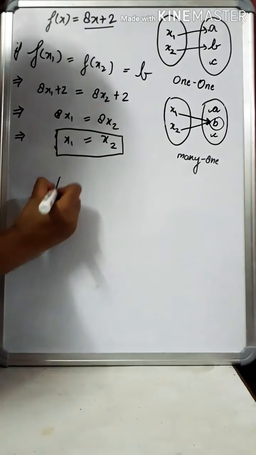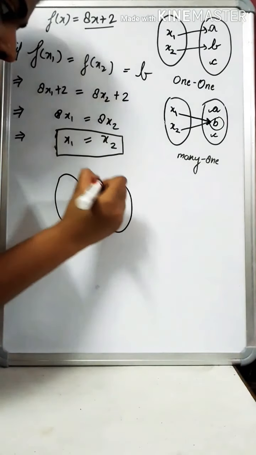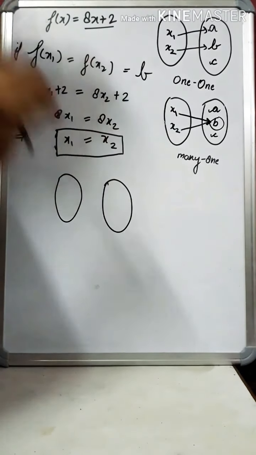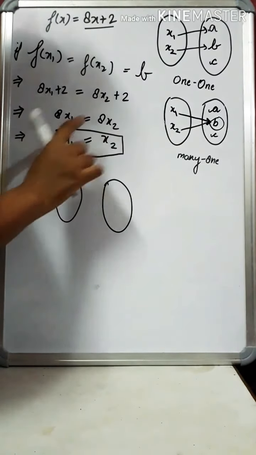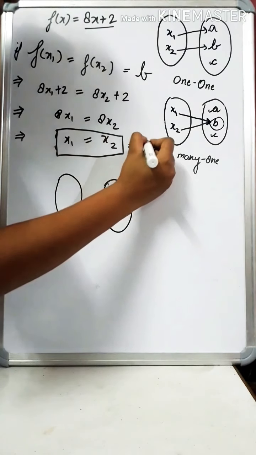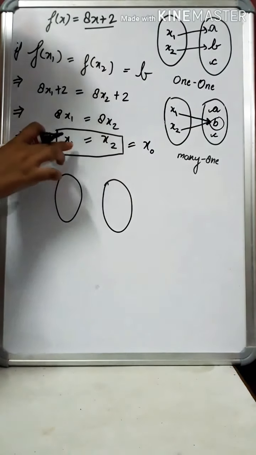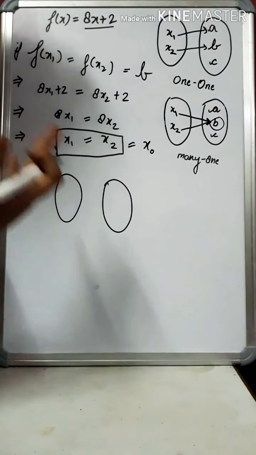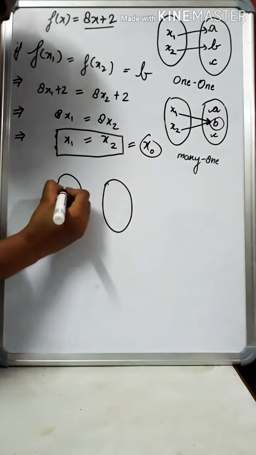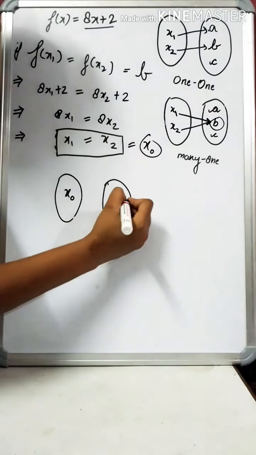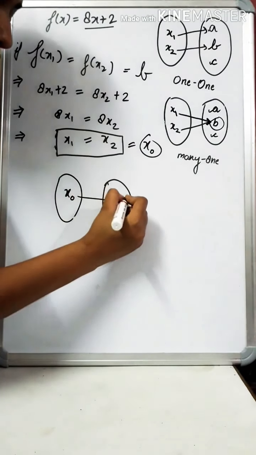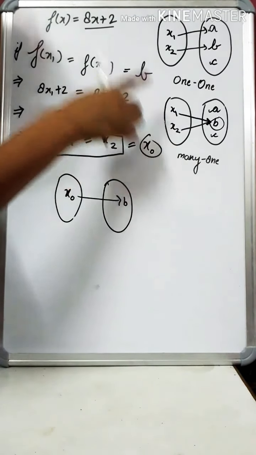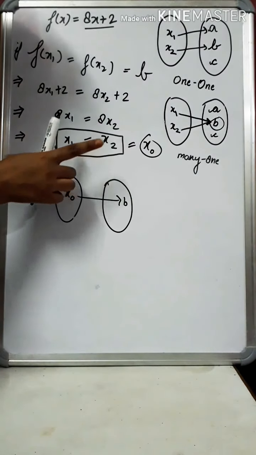So actually our mapping is like this. What we are thinking of as two elements is actually one single element only, because both are equal. Let us give it any name, x0. Okay, so what we were thinking of as x1 and x2 came out to be x0 only. So actually our mapping is like this. x0 is mapped to b. These are not two distinct elements. This is one single element. This you got from the result, right?